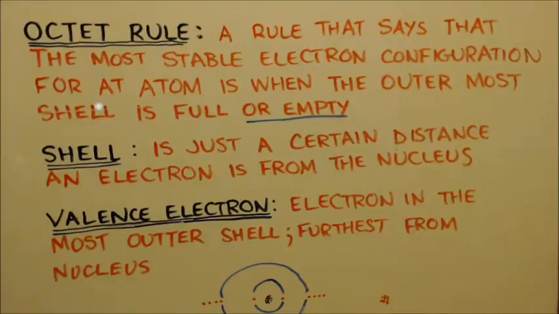We're here this time to talk about the octet rule. Just because it says octet doesn't necessarily mean that everything has to do with 8. But it's a good general rule, a rule that says that the most stable electron configuration for any atom is when the outermost shell is full or empty.